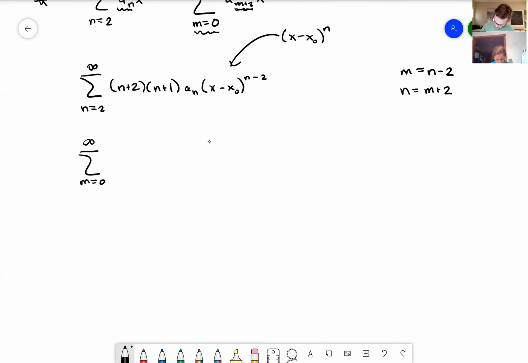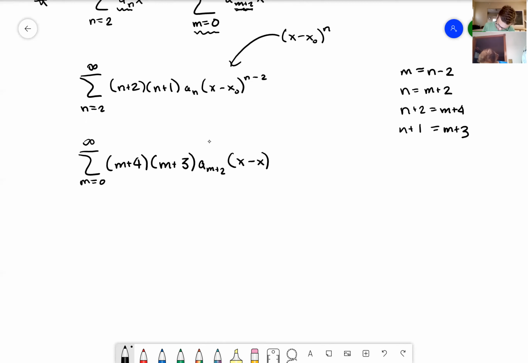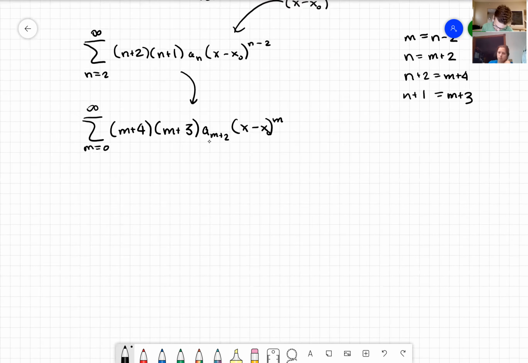Now n plus 2 will be m plus 4. n plus 1 will just be m plus 3. Nothing groundbreaking happening there. The n in the a n here will be a m plus 2. And then x minus x0 to the n minus 2 will be x minus x0 to the m. So we did one step here where we did a change of variables. Here's the new index variable.